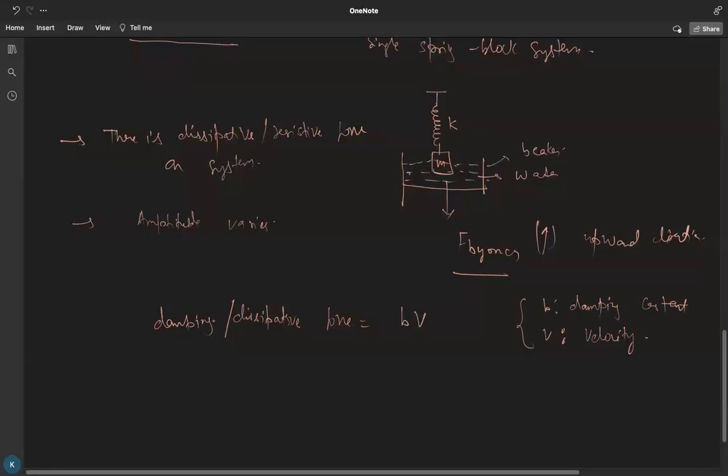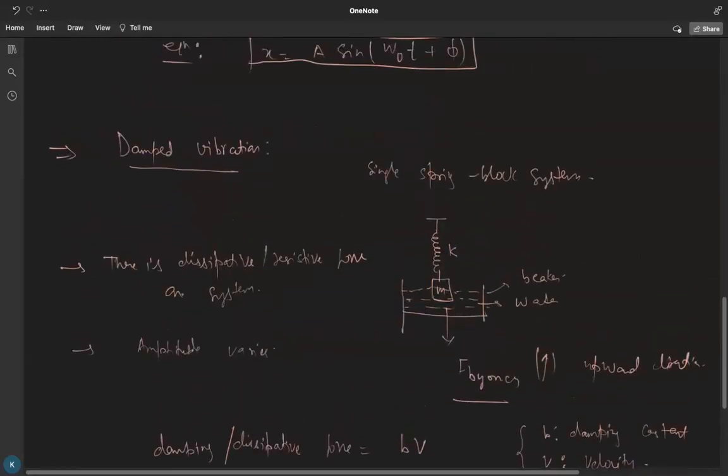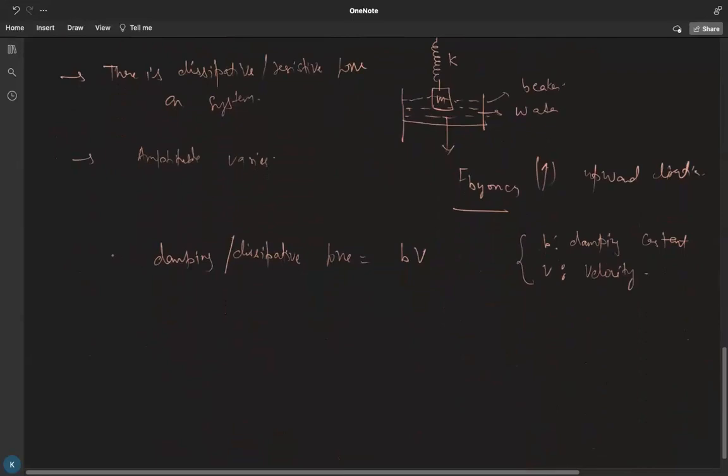I hope this will be clear to all of you, what I'm trying to say. So these are some points that you have to keep in mind. If the system has a dissipative force, the amplitude varies, and we get a relation for the damping force: the damping force is equal to the damping constant into velocity.